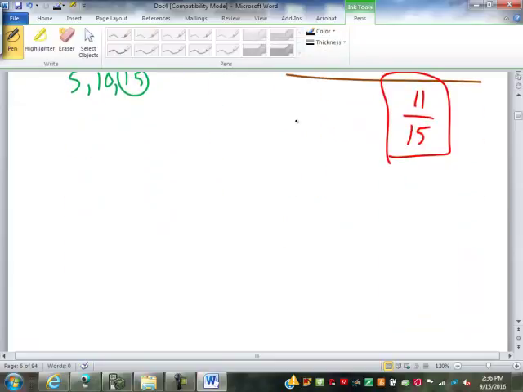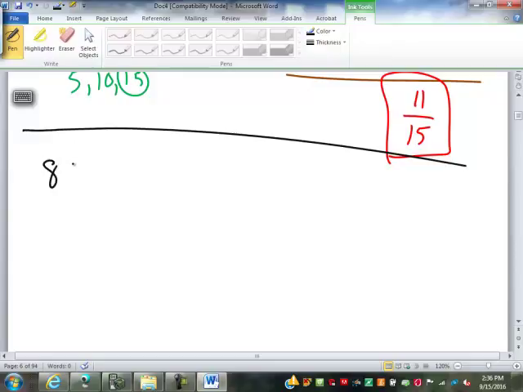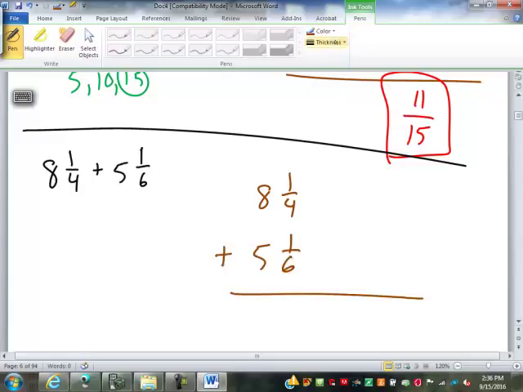So we're not going to spend any more time just adding simple fractions. We're going to jump up to mixed numbers. So something like 8 and 1/4 plus 5 and 1/6. To add these, I'm going to set them up vertically again. And we do still need a common denominator. 24. Actually, there's a smaller one. 12 will work.